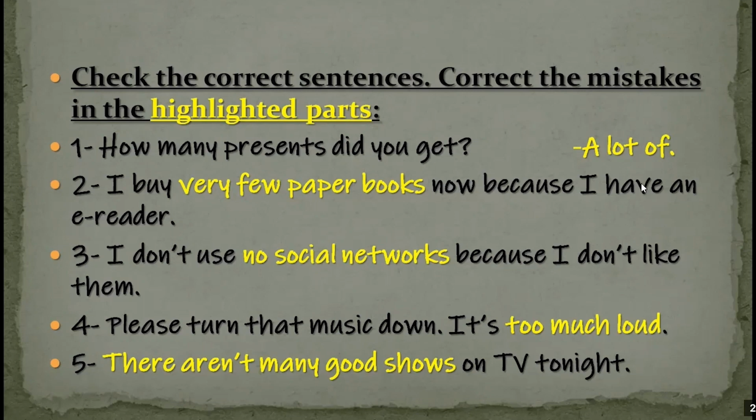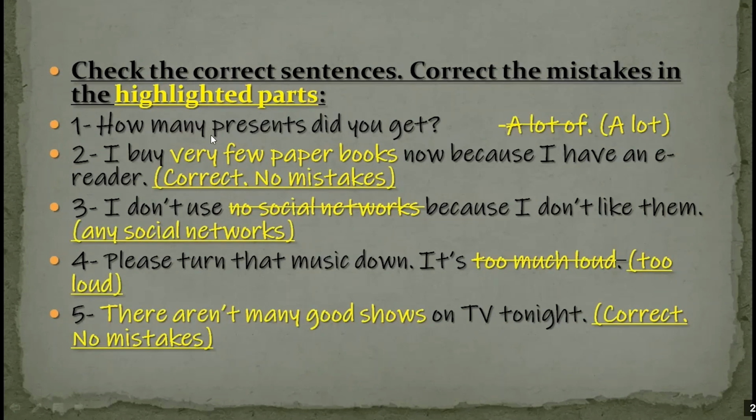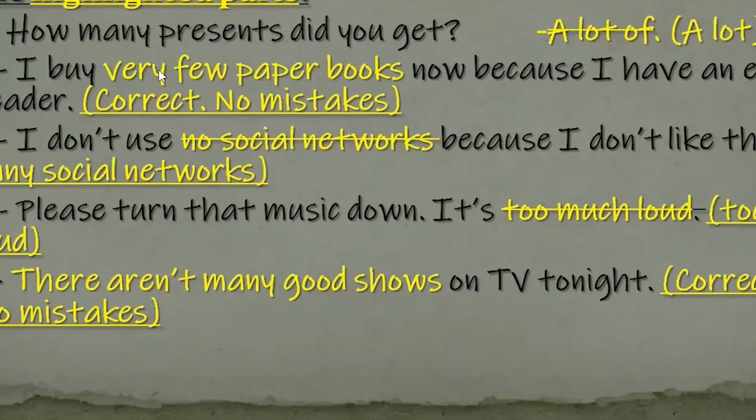Okay, I'm going to show you the answers. How many presents did you get? A lot, not a lot of, because we don't have a noun. I buy very few paper books. No mistakes. So it's correct, actually. Here in this part, we have no mistakes because the word books is countable, and that's why we say very few, no problems.